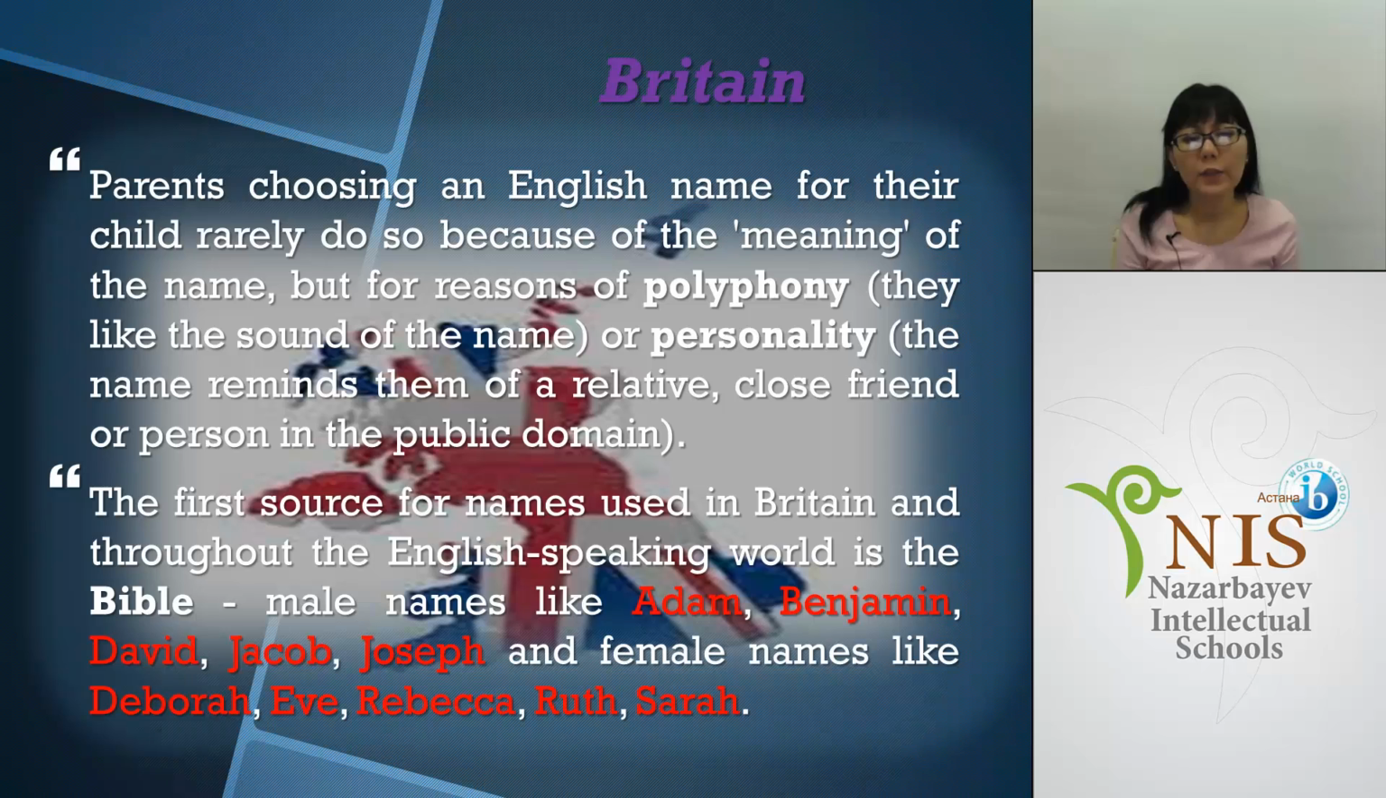The first source for names used in Britain and throughout the English-speaking world is the Bible. Lots of names were taken from Bible characters, such as Adam, Benjamin, David, Jacob, or Joseph, and female names like Deborah, Eve, Rebecca, Ruth, Sarah. We can recognize that British people were very religious, the main religion was Christianity, and they believed in Bible characters.